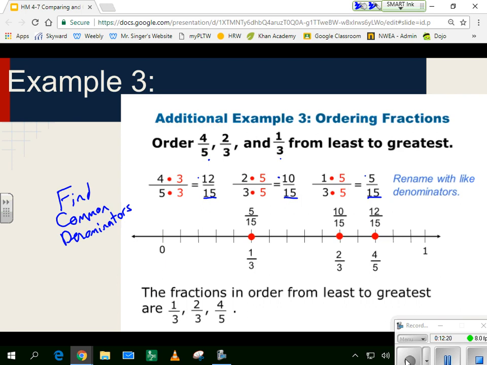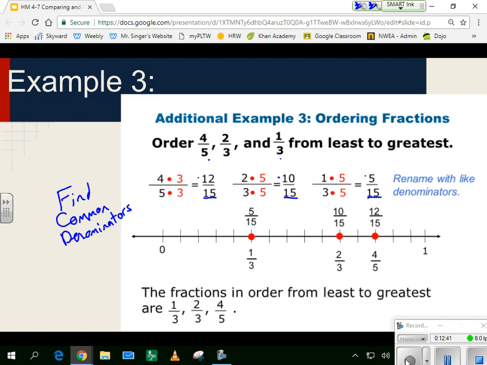Now, on a number line, I can show this by taking the amount of parts it takes to make one whole, being 15, and I could draw a number line between 0 and 1, and I'm going to draw 15 slashes, which makes for me how many parts it takes to make a whole. So now I'm just going to label them.